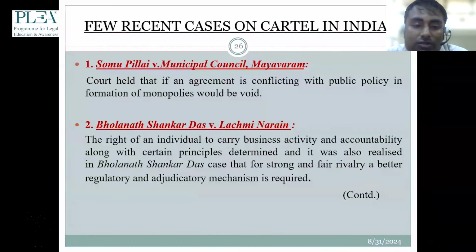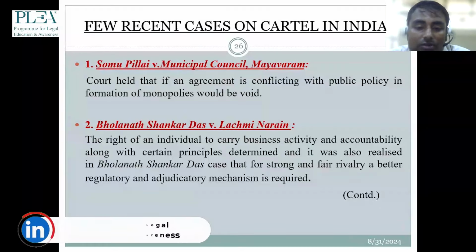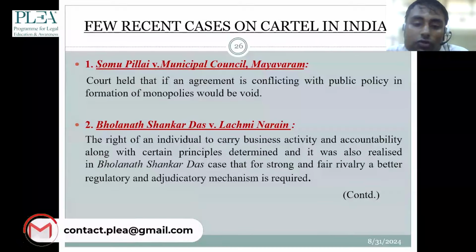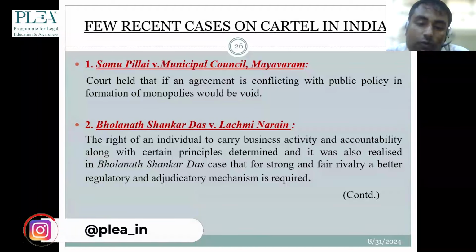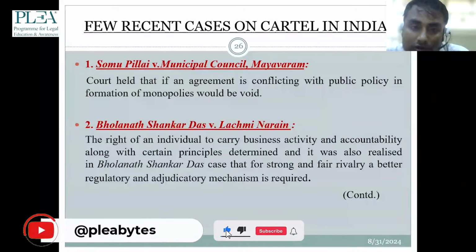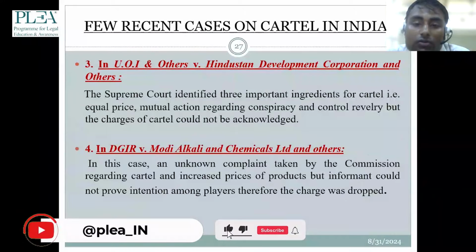In Bholanath Shankar Das versus Lakshmi Narayan, the right of an individual to carry on business activity and accountability, along with certain principles, was determined. It was also realized in that case that for strong and fair rivalry, a better regulatory and adjudicatory mechanism is required. So for better competition in the market, a better adjudicatory mechanism is also required. That was developed in the Bholanath Shankar Das case. Next, in Union of India and others versus Hindustan Development Corporation and others, the Supreme Court identified three important ingredients of a cartel: equal price, mutual action regarding conspiracy, and control of rivalry.